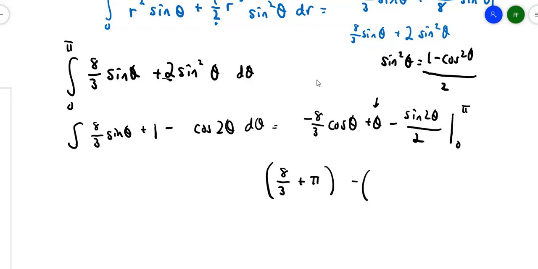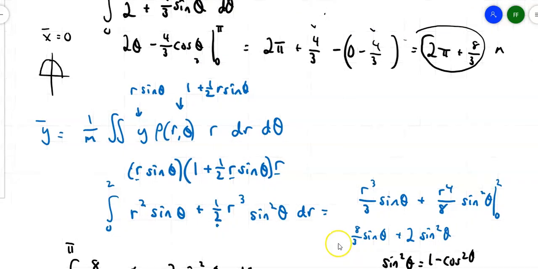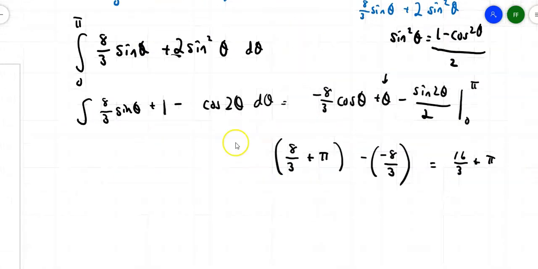Minus, if I put a 0 in for cosine of 0 is 1. 1 times negative 8 thirds, negative 8 thirds. And that's actually the only constant that matters. The rest of them just come out to be zeros. So when I calculate this, I'll end up with 8/3 plus 8/3, which is 16/3 plus pi. But I'm not quite done yet, because at the very beginning of my formula was that 1 over m. We'll go all the way back up here. And this guy over here, the 2 pi plus 8 over 3, that's my m.